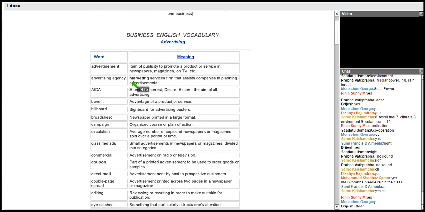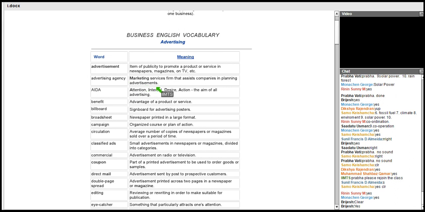Advertising agency: marketing services firm that assists companies in planning advertisement. AIDA: attention, interest, desire, action, the aim of all advertising. So what is their aim? Why do they spend so much money on advertisement? To gain your attention. First they'll gain your attention, then it will make you develop interest in that. You will desire for that.